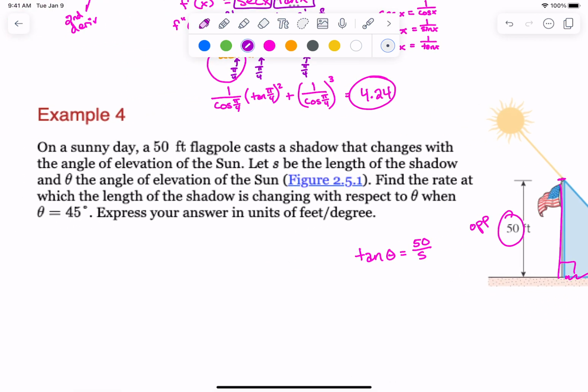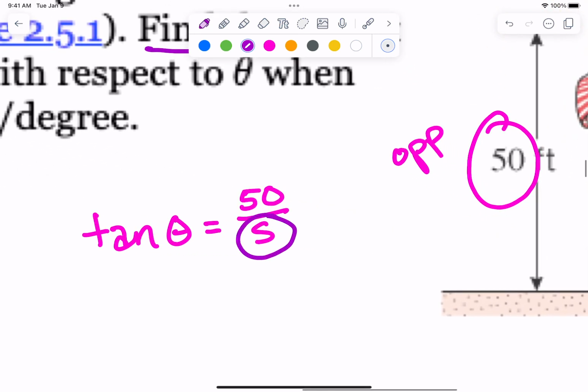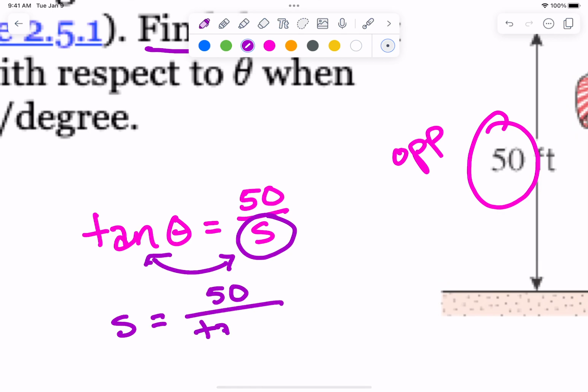Right here tells us what we're trying to find: the rate at which the length of the shadow is changing. So we need to solve this equation for shadow. If I'm trying to solve for shadow, I can swap those two and say S is equal to 50 over tangent theta. Can I do that? Yep.